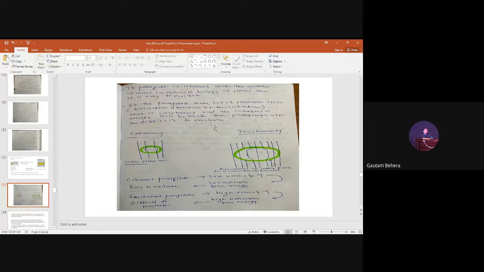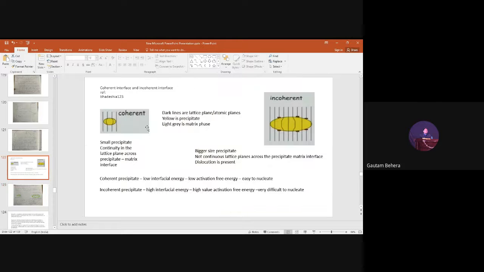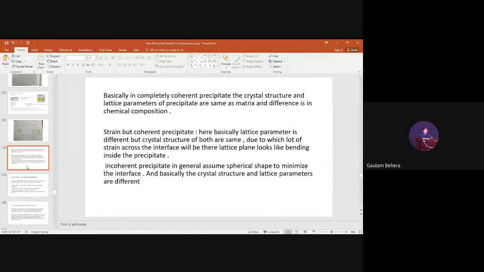If the precipitate has a lot of structure in it, meaning dislocation structure at the interface, that is incoherent, and the interfacial energy will be more, then the precipitate will be difficult to nucleate. So the difference between the interfacial energy is also there. Here interfacial energy is less, here interfacial energy is more, right?